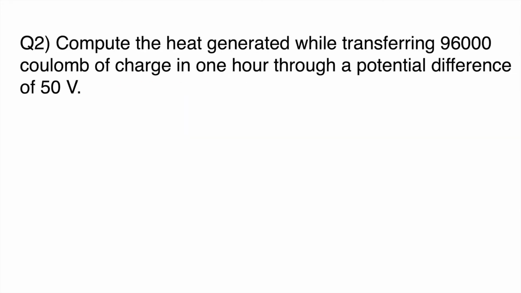Question number 2. Compute the heat generated while transferring 96,000 coulomb of charge in 1 hour through a potential difference of 50 volt. We have to find the amount of heat energy here. The different formulas for finding the heat energy: the first formula is V into I into T, or we can use I square RT, or V square by R into T. Any of these formulas we can use to find the heat energy according to the data given here.